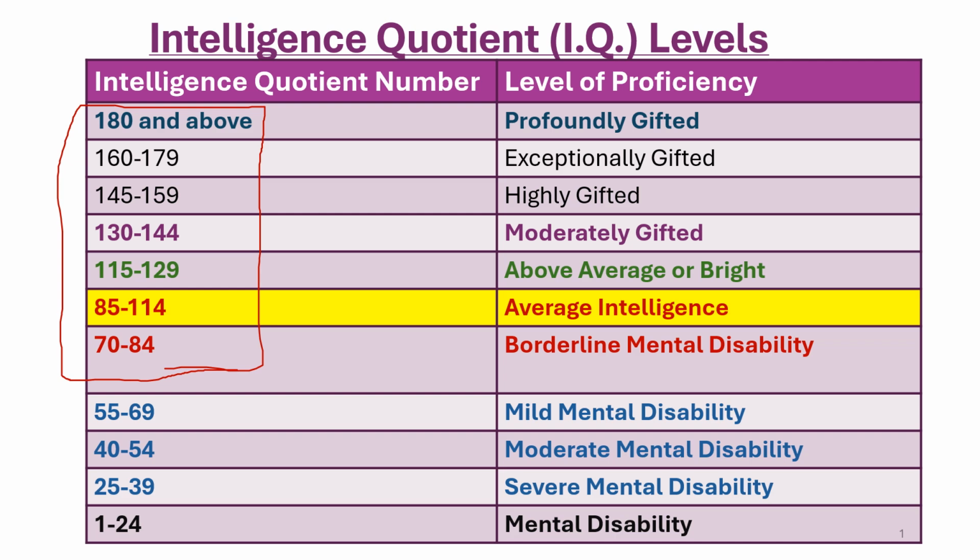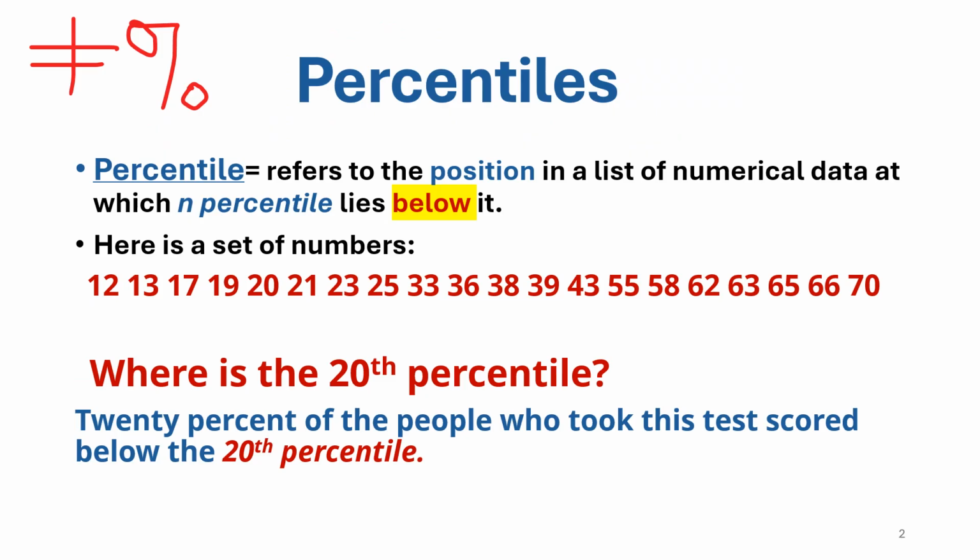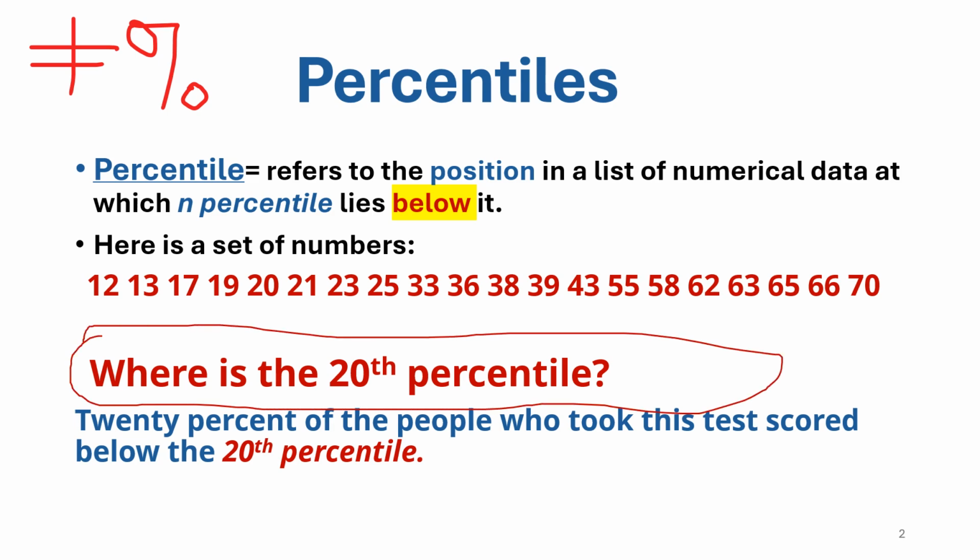But here's the situation. If you ever want to know how you're doing with these scores, you can look at a percentile. So when you get back your SAT scores, you're going to get a percentile. If someone asks, what is the 20th percentile? It means 20% of the people who took this test scored below you, below this mark, whatever the 20th percentile is. There are 20 numbers here.